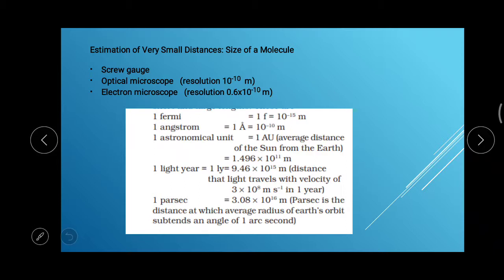That means it is very difficult for physical bodies to attain the velocity of light. Another unit to measure large distances is the parsec. It is 3.08 into 10 to the power 16 meter. The parsec is the distance at which the average radius of Earth's orbit subtends an angle of 1 arc second. That is 3.08 into 10 to the power 16 meter, 1 parsec. So light year, astronomical unit and parsec are some of the units used to measure larger or far distances or larger lengths.